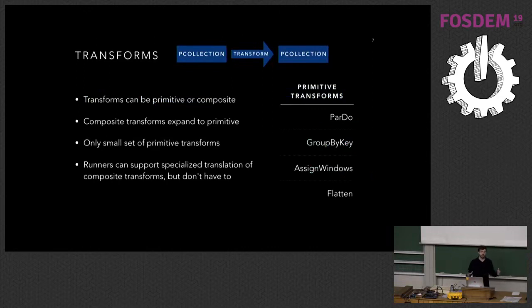What does it mean? Actually, in Beam, we only have a few primitive transforms. We only have ParDo, GroupByKey, AssignWindows, and Flatten. I will explain two of them in a bit, but basically that means you can define composite transforms which use these, and these are expanded to the primitive ones. That is really easy because, as a runner creator, you just need to implement those four primitive transforms, and we can do optimizations for composite transforms, but it's enough to implement the primitive transforms.